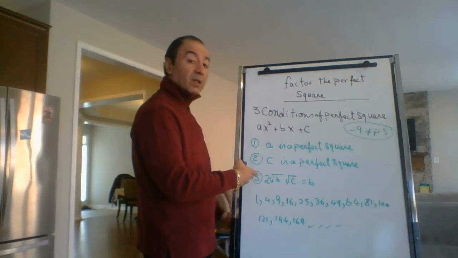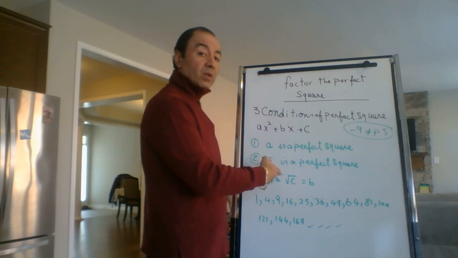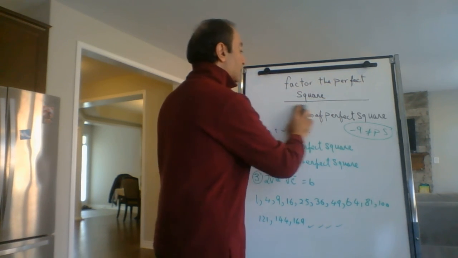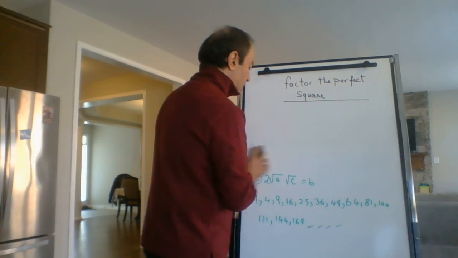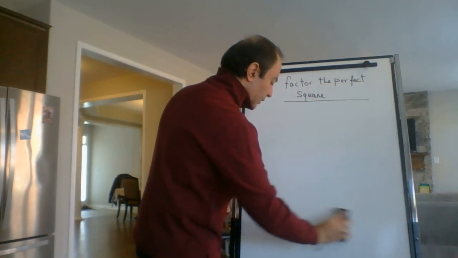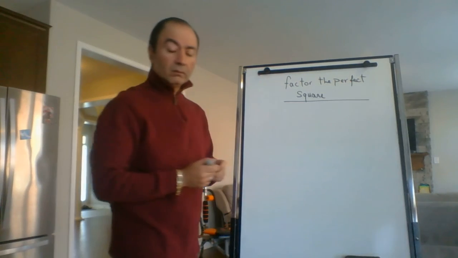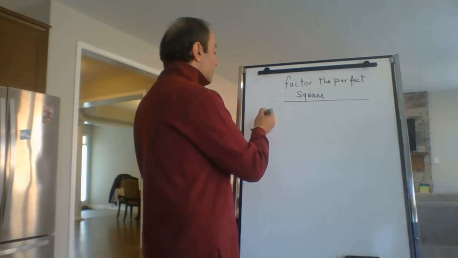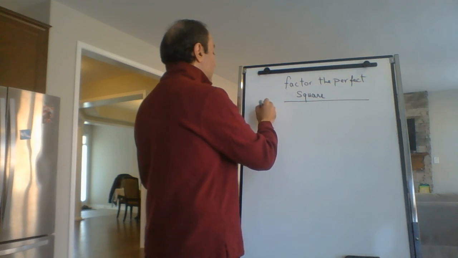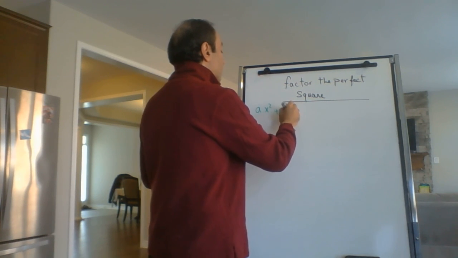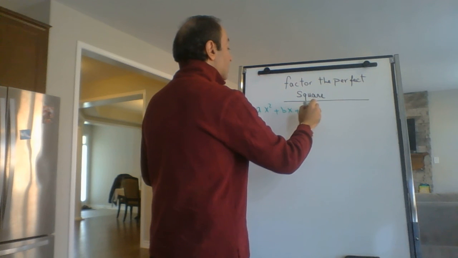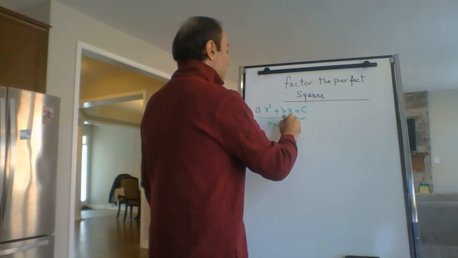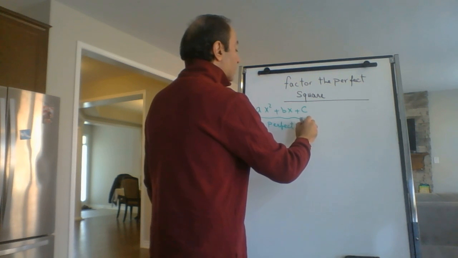Now I'm going to give you some examples. So we know the conditions: A perfect square, C perfect square, 2 times square root of A times square root of C equals the middle term. This is a perfect square. So let us talk about some examples. Okay, now how do we factor it? If ax squared plus bx plus c is a perfect square, and I told you the three conditions.